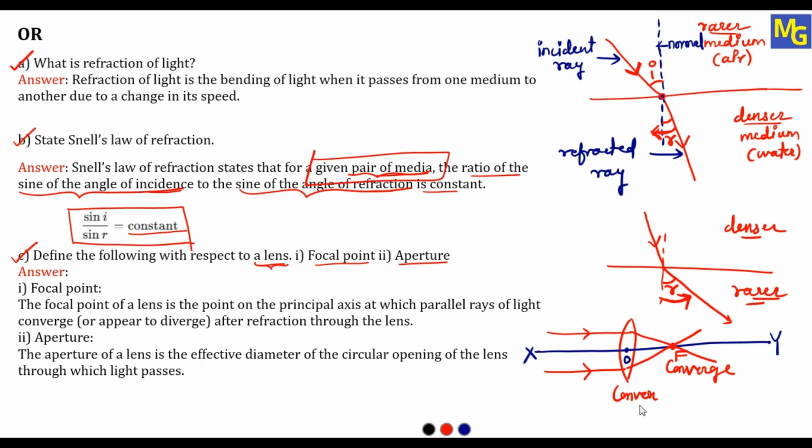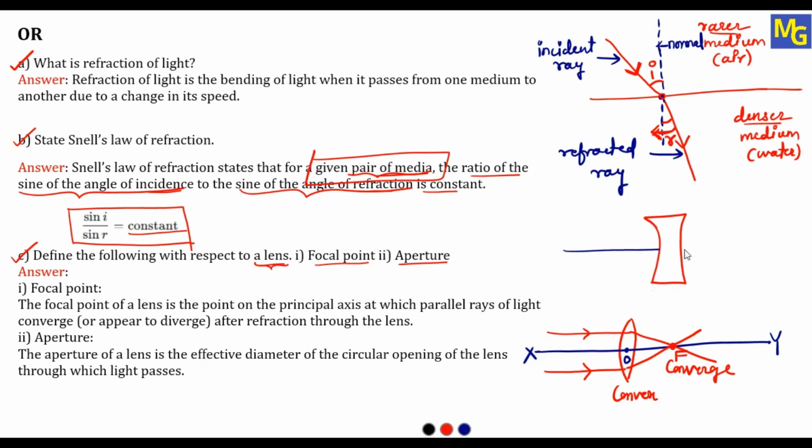But what about a concave lens? So let me draw it here. If I use a concave lens like this, now see what happens. We will draw the principal axis. So this is the principal axis.